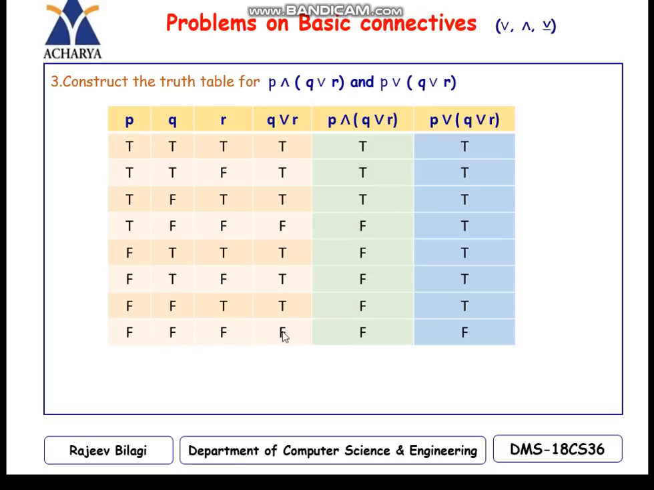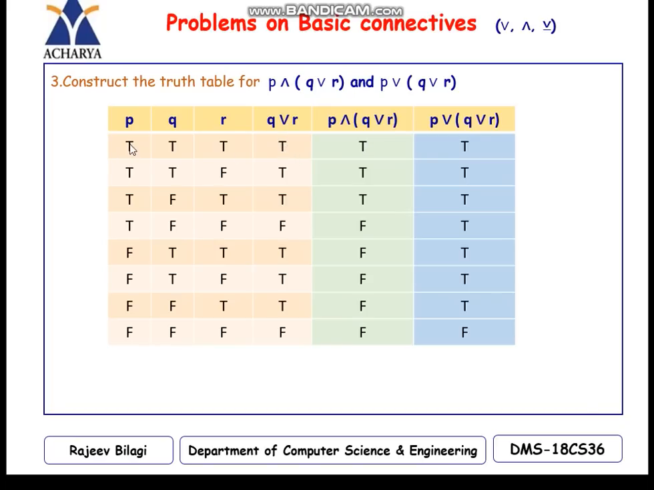So here it is F, and for the remaining I will blindly write T, T, T, T. Okay, that is Q OR R. So now P AND (Q OR R). The AND operator between P and (Q OR R) says that only when both are true is it true, otherwise false.